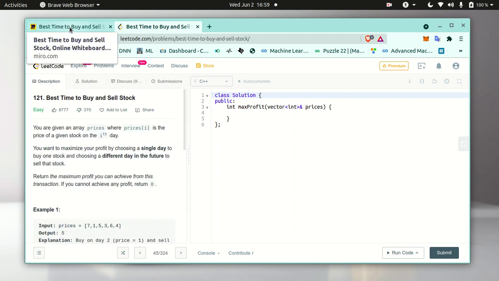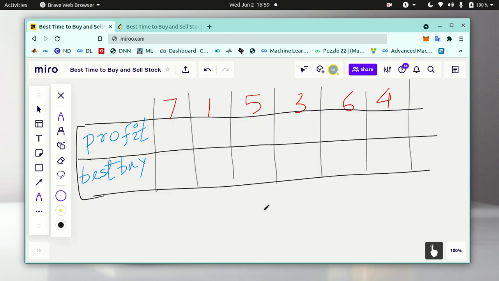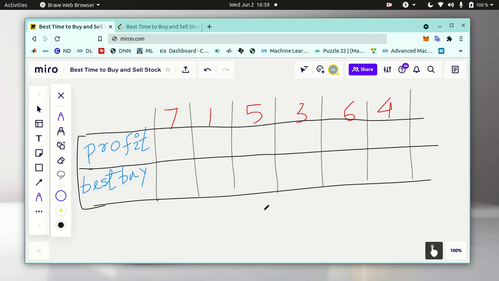let's see. So I have made this table beforehand. There are two variables, one is profit and one is buy price. So what does buy price do? Buy price actually stores the minimum element among these elements. Okay, and it will be done in big O of n.